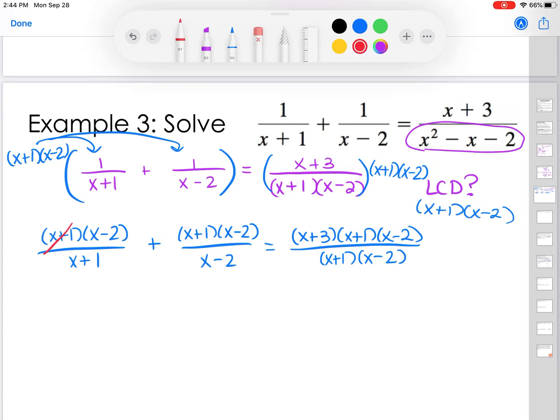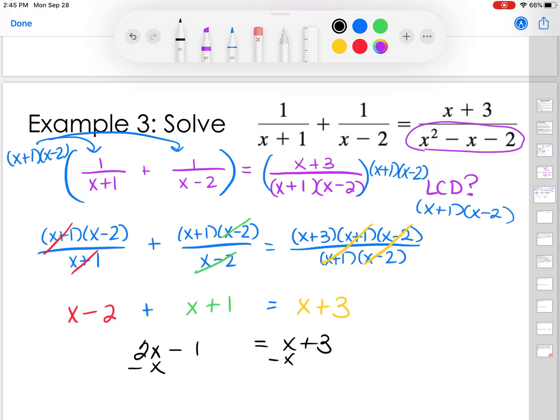So if I look at my first fraction, the x plus 1s are going to disappear, and I'm left with just the x minus 2. Okay. If I take a look at the next one, the x minus 2s disappear. I'm left with just the x plus 1. And if I look at the right side, my x plus 1 and my x minus 2 are going to cancel, and I'm just left with x plus 3. And this equation is so much easier to deal with. x and x makes 2x. Negative 2 and 1 makes negative 1 is equal to x plus 3. And now it's a very simple problem to solve. I'll subtract x. I'll get x minus 1 is equal to 3.